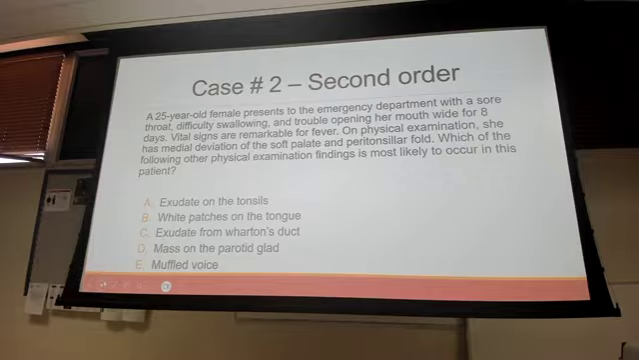So what do we think this patient's diagnosis could be? What is our primary diagnosis? PTA. Okay, so going through the options: muffled voice, hot potato voice, yep. Exudate on the tonsils, that's more of a pharyngitis thing. White patches on the tongue, probably thinking yeast. Exudate on the wart and stuff, not applicable. Mass on the parotid gland, not really applicable either.